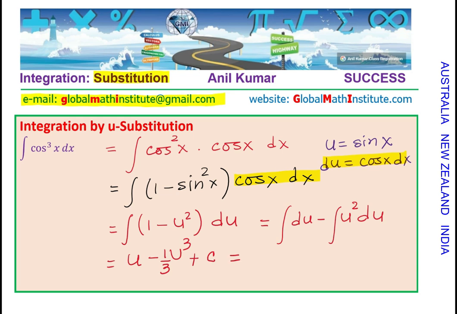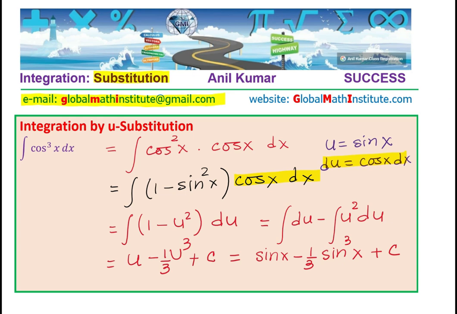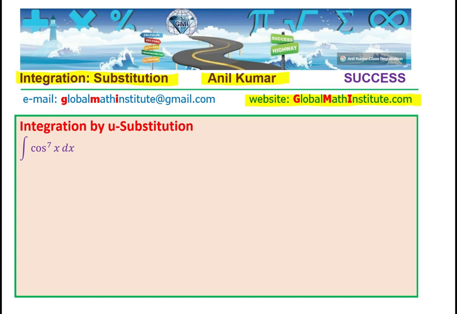As you know, these are all family of functions, right? Now, writing back sine x for u, we get sine x minus one third of sine cube x plus c as our result. Do you see how beautifully we have done this question? No more will you have such difficulty, right? Now it's easy. Now let's get back to our main question, which is cos to the power of 7x.